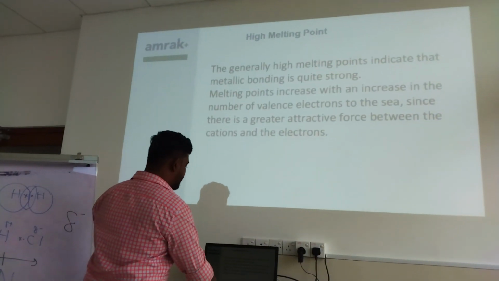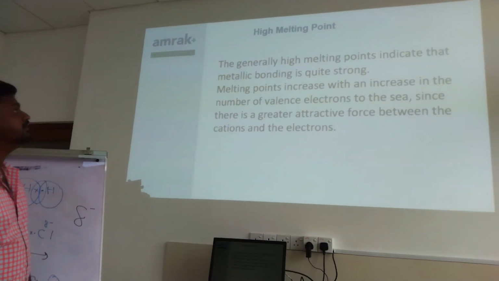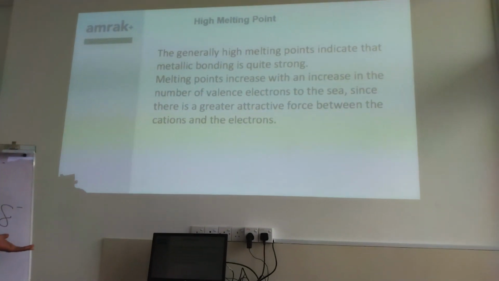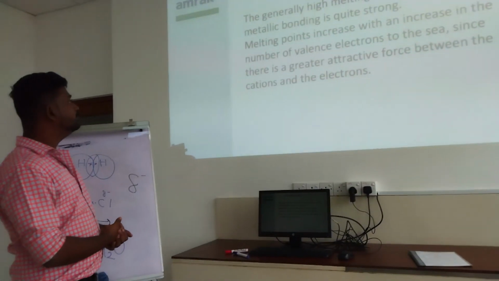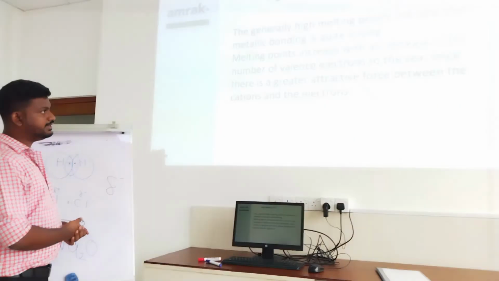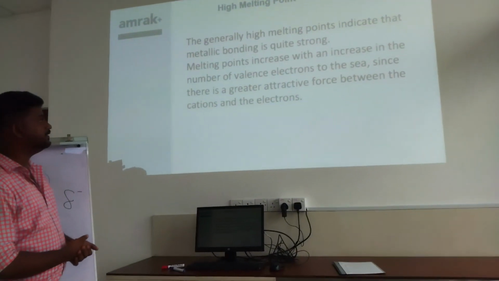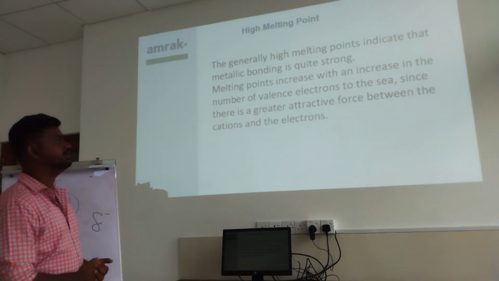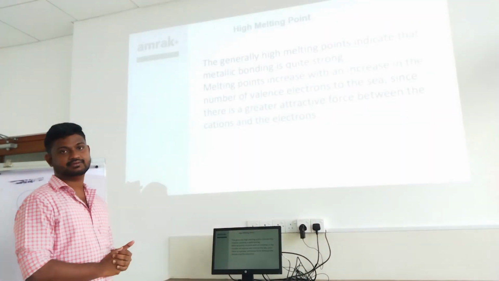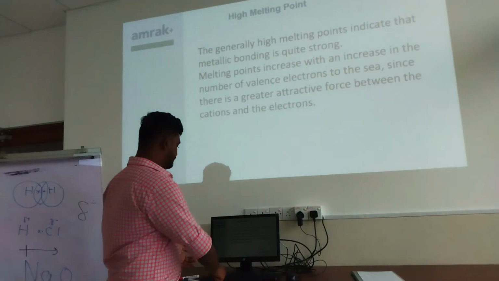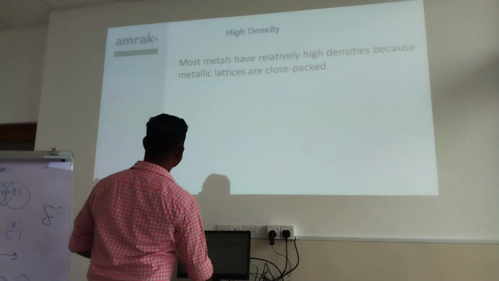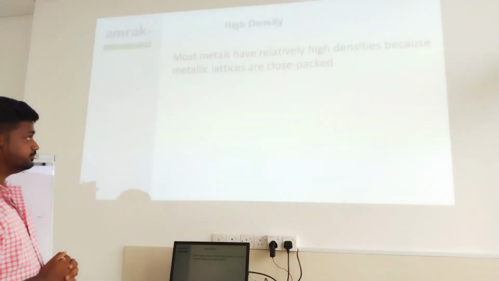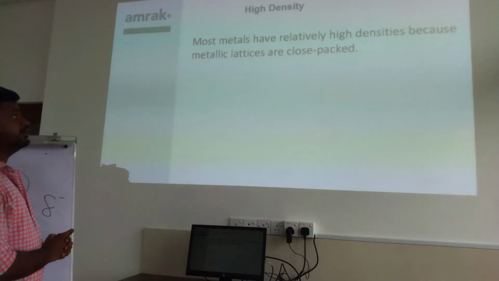High melting point. Generally, high melting points indicate that metallic bonding is quite strong, because you all know that metallic bonds are quite strong. So melting points increase with the increase in the number of valence electrons in the sea, since there is a great attractive force between the cations and the electrons, right? High density. Most metals have relatively high densities because the metallic lattices are closely packed.